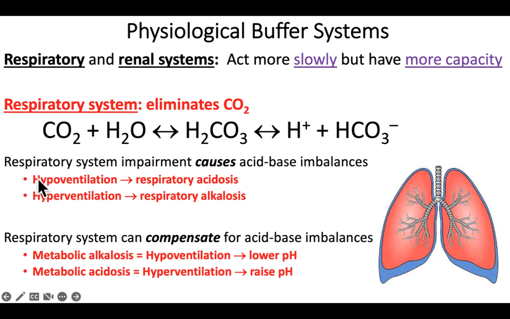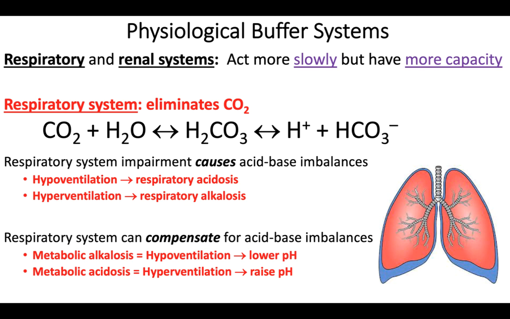acidosis. The opposite, hyperventilation, let's say someone has severe anxiety and it's causing them to hyperventilate, they will get rid of too much carbon dioxide, and that can cause respiratory alkalosis. So this is how the respiratory system could cause an acid-base imbalance. But we could also use the respiratory system to correct acid-base imbalances. So if the cause is some other cause besides the respiratory system, we could use the respiratory system to fix it.